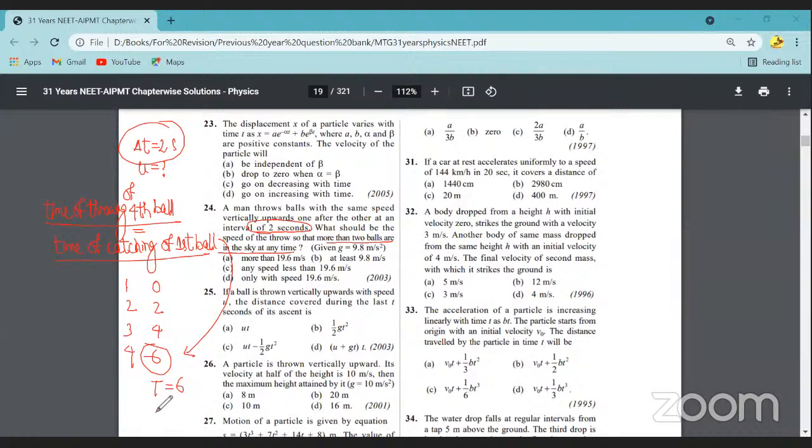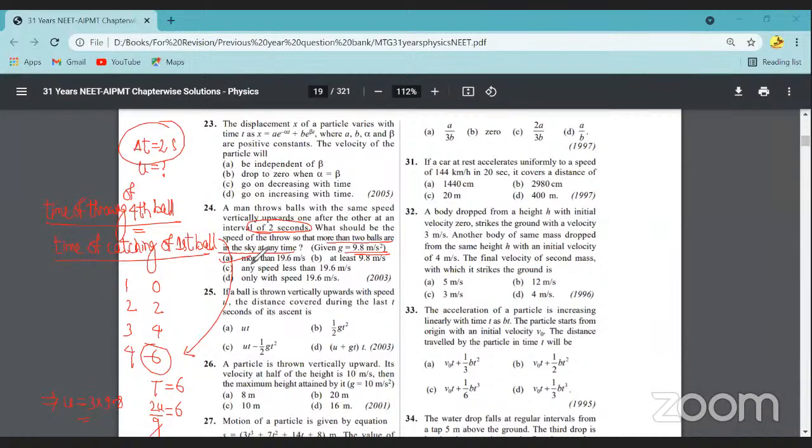Time of flight is 6 seconds. Time of flight is 2u by g. It is 6 seconds. So u is how much? देखो, g को he is telling to take as 9.8. Okay. So we can write down 3 into 9.8. How much it comes out to be? 29.4. Yeah, it comes out to be more than 19.6. तो आंसर ए होगा. कैलकुलेट करने की जरूरत ही नहीं है, ऑप्शन वैसा है.